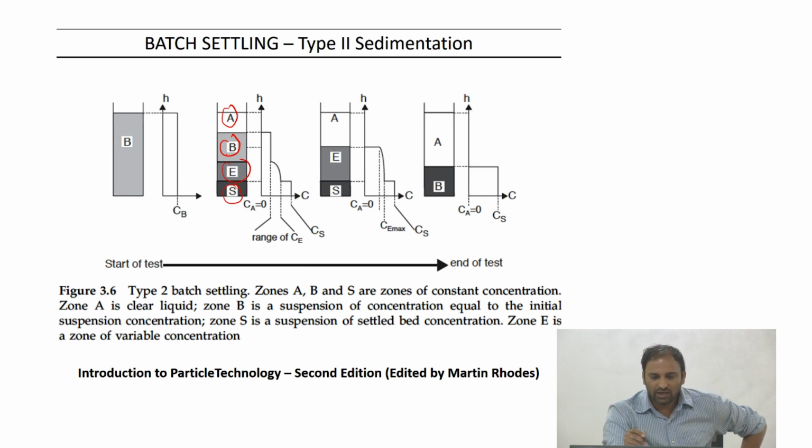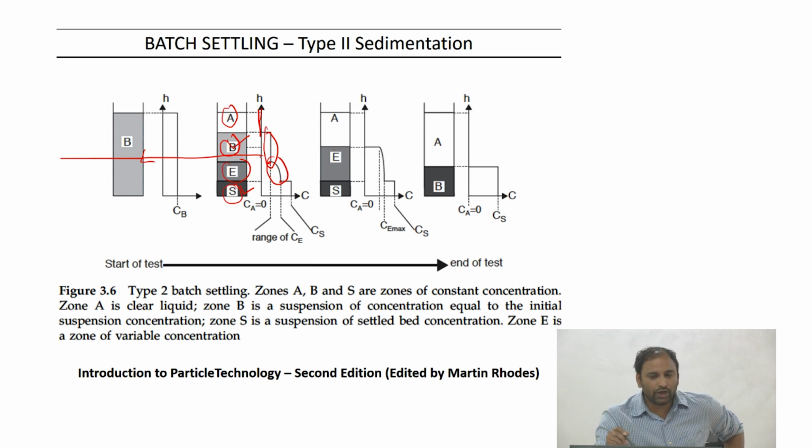What I mean by that is, if I look at the concentration plot, the concentration in the top zone is exactly 0, there are no particles there, and B is the same as the initial concentration, and you have a zone E where the concentration varies as a function of height. At the top the concentration is the same as what you have in B. At the bottom the concentration is the same as what you have in S. However, across the height the concentration does change.